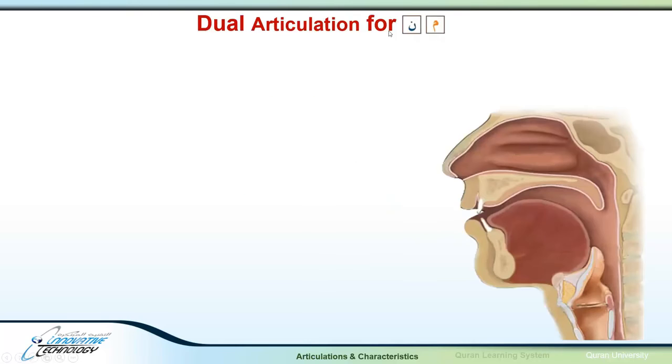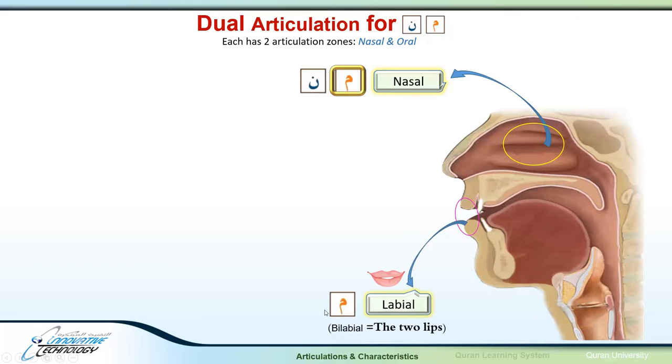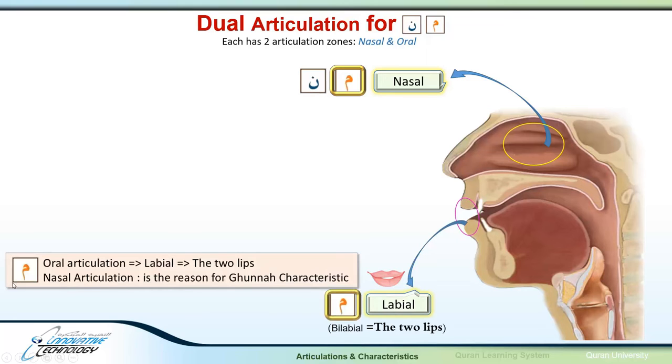So, the mim and nun have a dual articulation. Each has 2 articulation zones, one nasal and one oral. The nasal articulation zone is located at the nasal cavity, and basically it's for both the mim and nun. While the mim has another articulation zone, which is from the lips, where it has a bilabial articulation zone, and accordingly the mim has the oral articulation from the labial, the 2 lips together, and the nasal articulation, which gives the mim the ghunna characteristic.